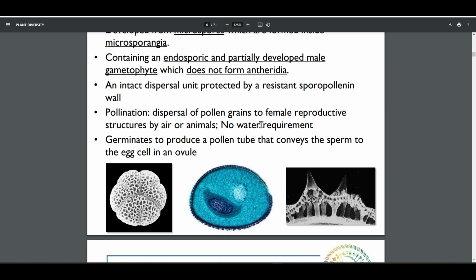Pollination does not use water anymore. It uses wind, so air, or animals, like many insects. And when it reaches the female, it will produce a pollen tube, which conveys the sperm to the egg cell and fertilizes the egg.